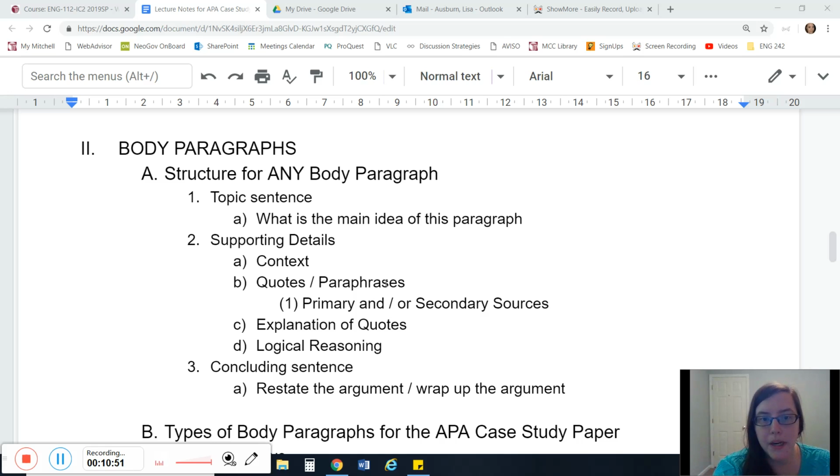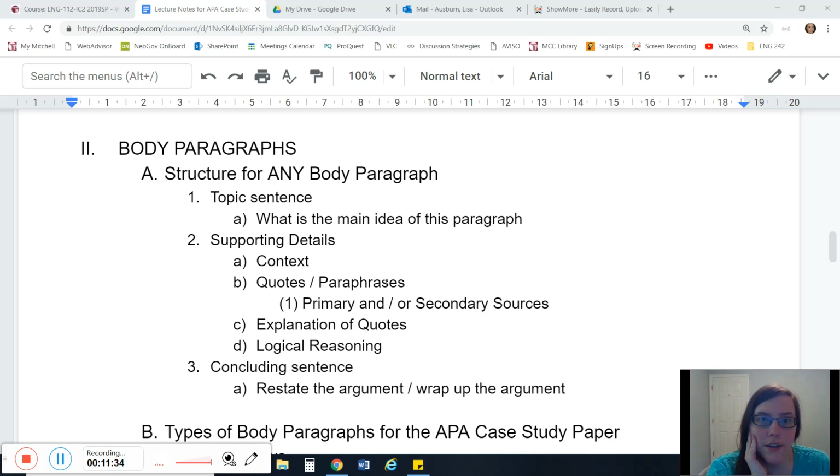When you are looking at body paragraphs for this paper, there are a lot of options that you have to work from regarding supporting details. You might have to give some context, or what was happening surrounding your case study or a particular post from your case study, what led up to that post or event or comment. You can quote and paraphrase from primary and secondary sources. You would want to explain some quotes if they are confusing or convoluted. Of course, then you can also provide ideally some logical reasoning, analysis, things like that.